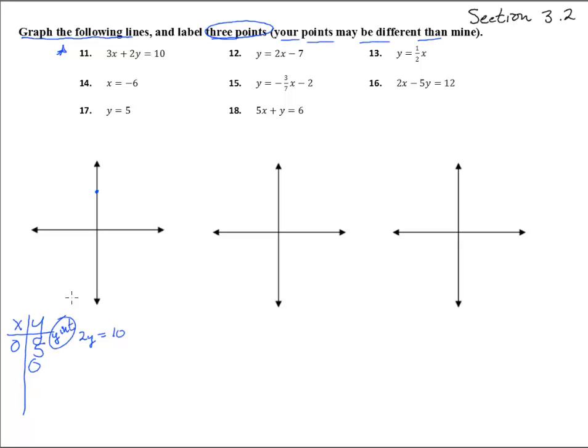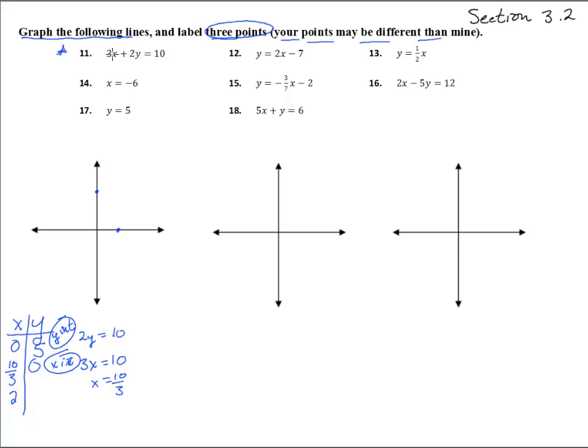Y-intercept. Now, if we let 0 go in for y, we then get 3x equals 10. So x equals 10 thirds. And that is the x-intercept when y goes in for it. So 10 thirds, 0, so that's just over 3, probably about right there. And I'm just going to pick like the number 2. Let's see what happens with 2.